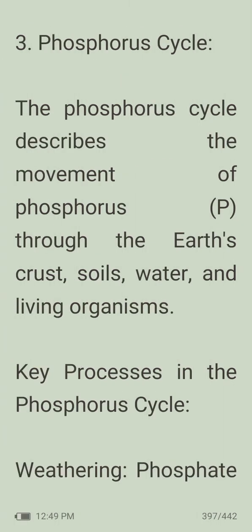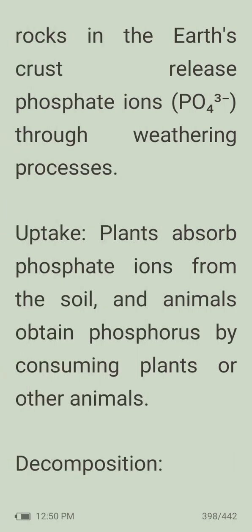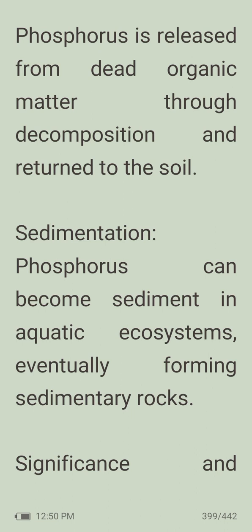Then phosphorus cycle. The phosphorus cycle describes the movement of phosphorus through the earth crust, soil, water, and living organisms. Key processes in the phosphorus cycle. Weathering. Phosphate rocks in the earth crust release phosphate ions, PO4³⁻, through weathering process. Then uptake. Plants absorb phosphate ions from the soil and animals obtain phosphorus by consuming plants or other animals. Then there will be decomposition. Phosphorus is released from dead and organic matter through decomposition and returned to the soil.